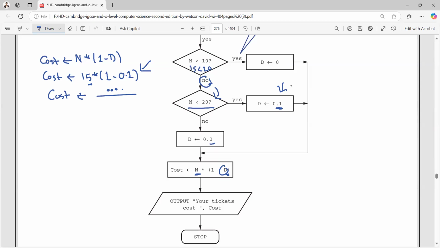Yes. So in the end, it says output, in inverted commas, it will give you the same message. Like it will output this to the user: Your tickets cost, and then this is a variable. This variable is from right here. So whatever the value we will get here, it will be output like this to your user, and your flowchart will stop.